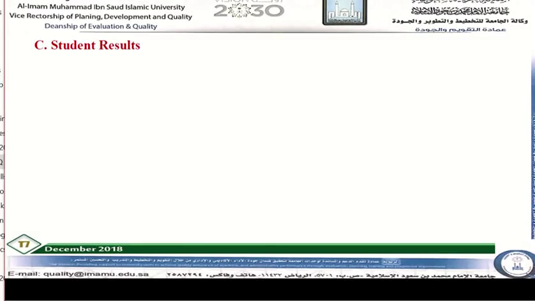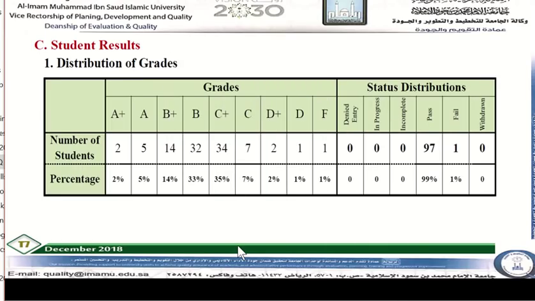In this section, you deal with the student results, and as you can see here, this table is about the grades. So you write down here what grades your students got from A plus to F. And you write in this row the number of students who got A's, B's, etc.